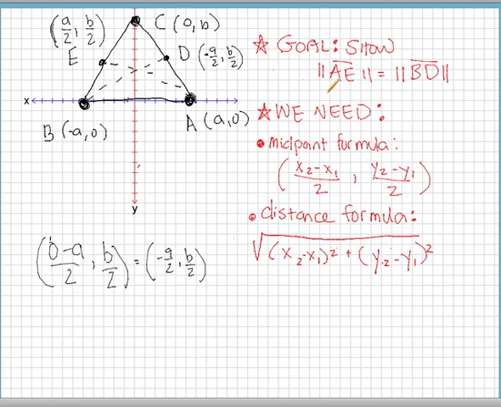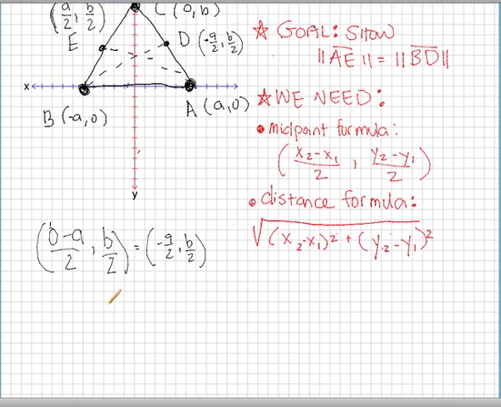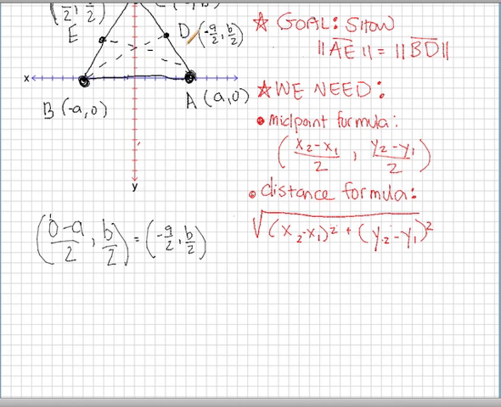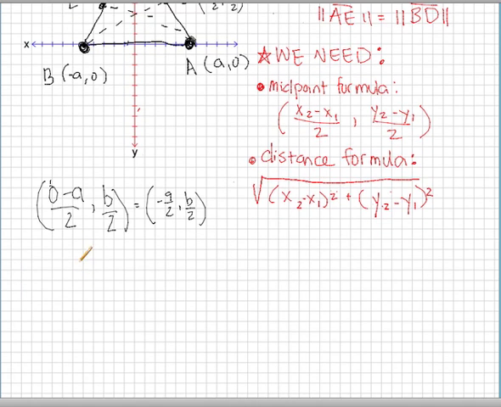Our goal in this proof, if we're going to show that these segments are congruent, is to show that the distance from B to D is the exact same distance as we get when we go from A to E. So we're going to need our distance formula to do that. We're going to compute the distance from B to D, and we just notate that as such.